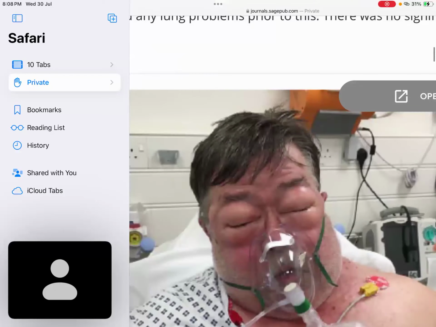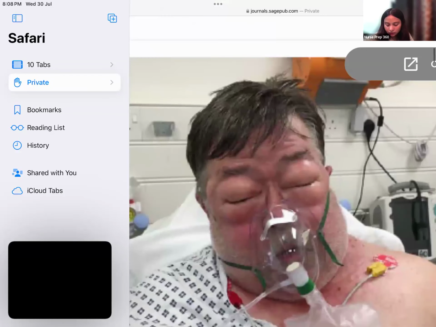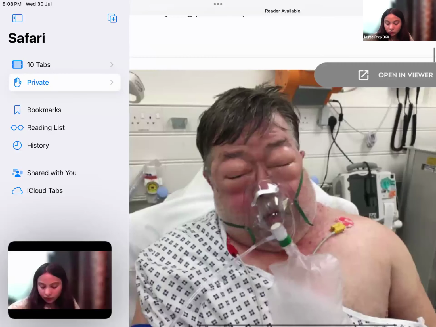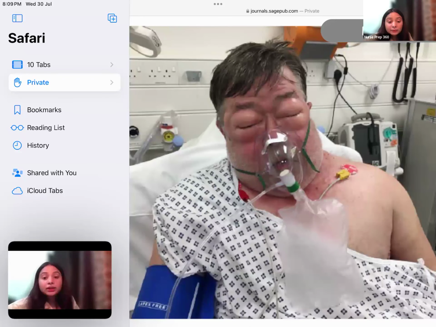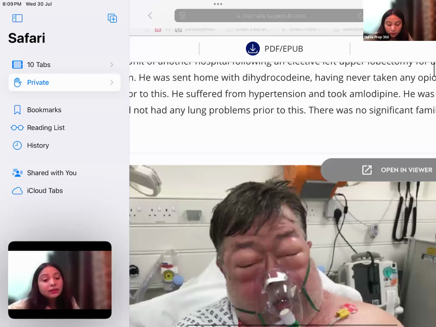See the eyes, see the skin of this patient. So this is called subcutaneous emphysema. Okay, this is not expected. This is not normal and you need to report.